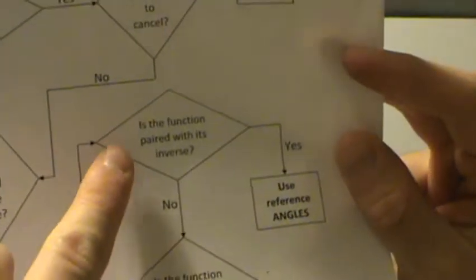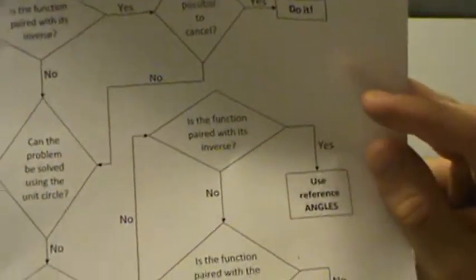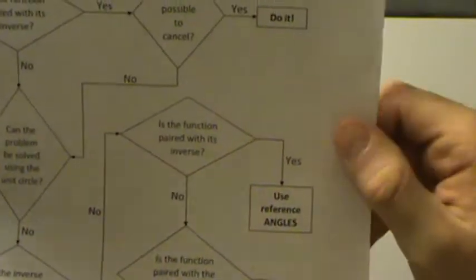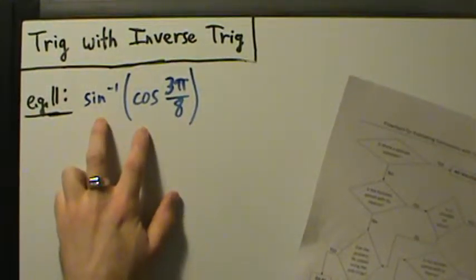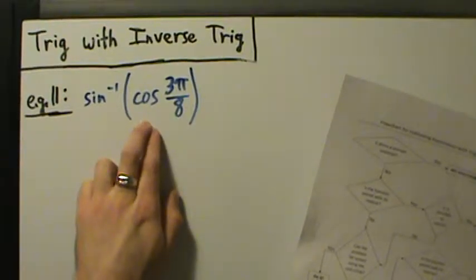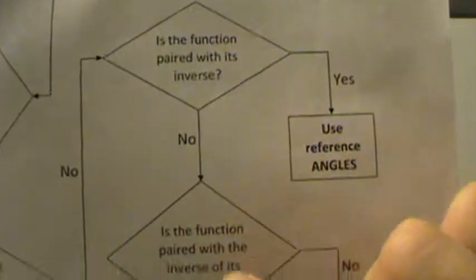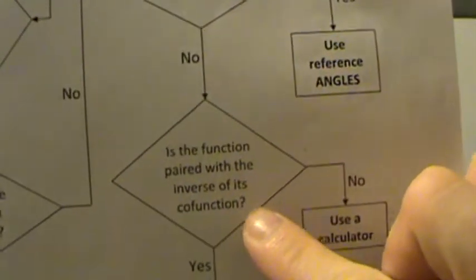Is the function paired with its own inverse? We already asked that, but remember, like we said in the previous video, we have to ask it again here because it does affect what happens next. And again, the answer is no, the function is not paired with its own inverse. It's inverse sine and cosine. So no. Is the function paired with the inverse of its cofunction?